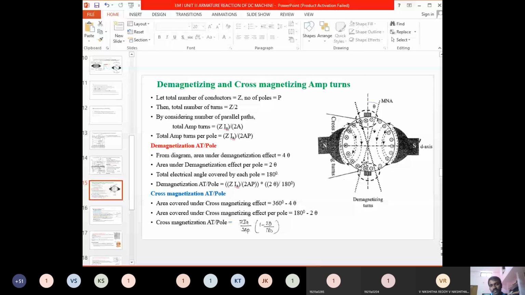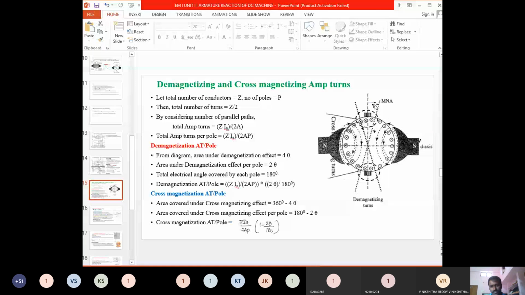But as the load is applied, there is a shift in the theta, which we already discussed in the MNA and GNA axis. When load is applied, the MNA axis shifts towards the right side in the case of a generator. How much it shifts is proportional to theta. So if I apply 1/4 of load, corresponding to that 1/4 load, the theta angle will be shifted, that is 20 or 30 degrees.